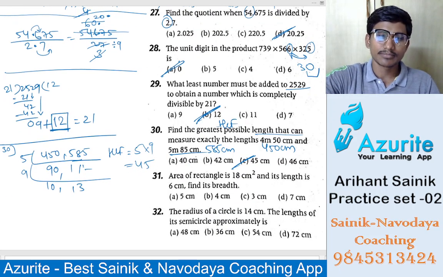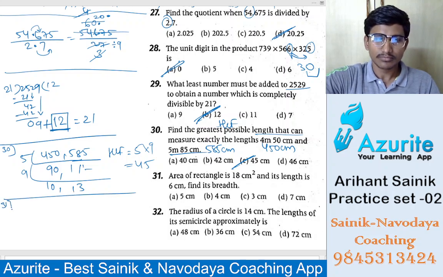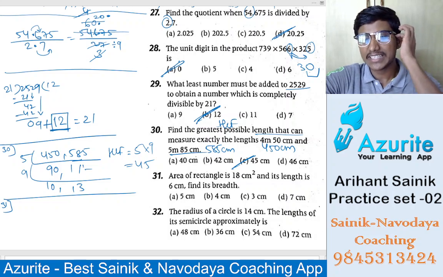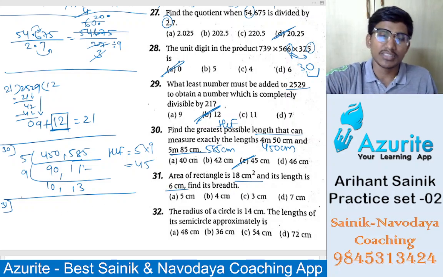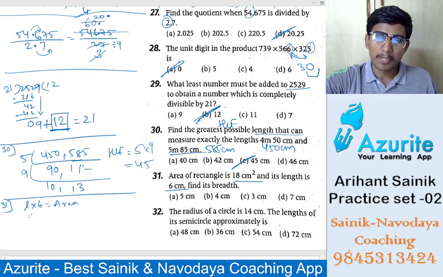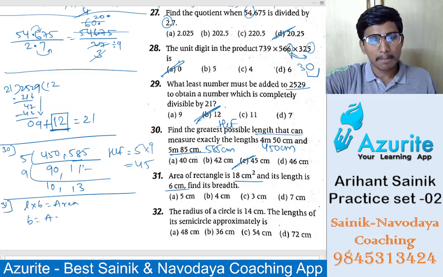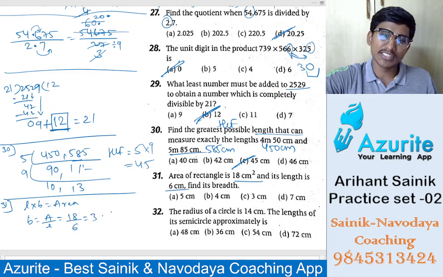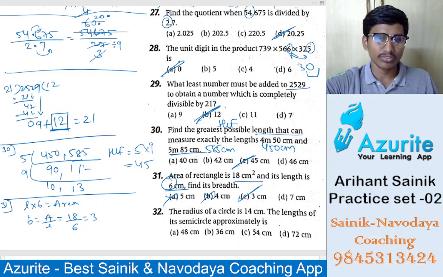Next 31 is what? Area of rectangle is 18 centimeter square and its length is 6 centimeter. Find the breadth. So easy. Area is length into breadth, so if you want to find breadth, then area by length. Area is 18, length 6. So 3 centimeter is the answer. 6 3s are 18, isn't it? Or you go with options. 6 5s are 30, not possible. 6 4s are 24. 6 3s are 18. You go with options also.